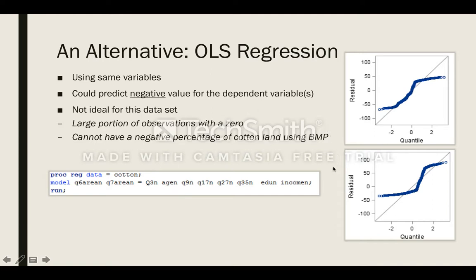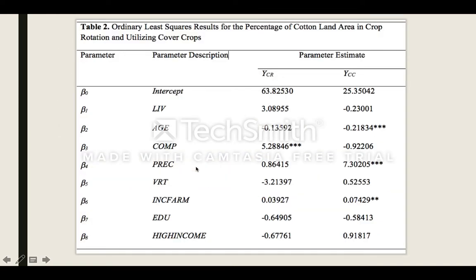And these are my residual charts, so not great. And this is my output. As you can see, this time there's only 1 significant variable for crop rotation and 3 for cover crops. And while they're consistent with the variables of significance in my bivariate Tobit, I really wouldn't be satisfied with these results as my final conclusions.